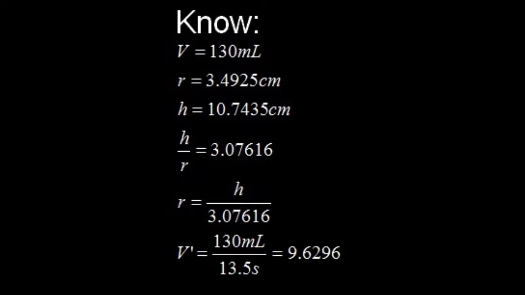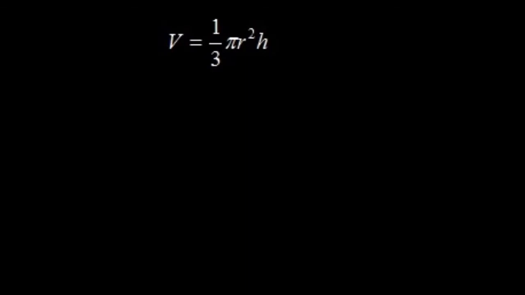We can also find that V prime, or the rate of change of volume, decreases at about 9.6296 milliliters per second. Now you must take the equation for the volume of the cone, which is volume equals 1/3 pi r squared times h, and apply it to our problem using our values.